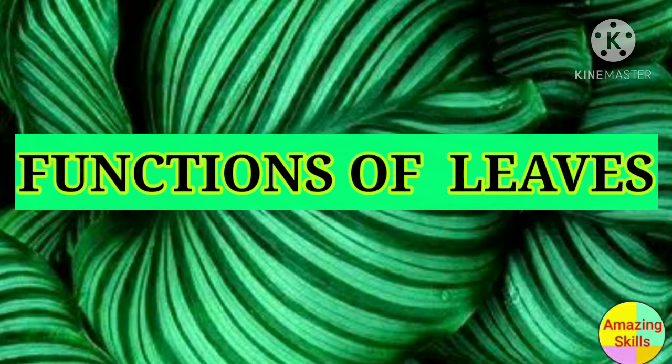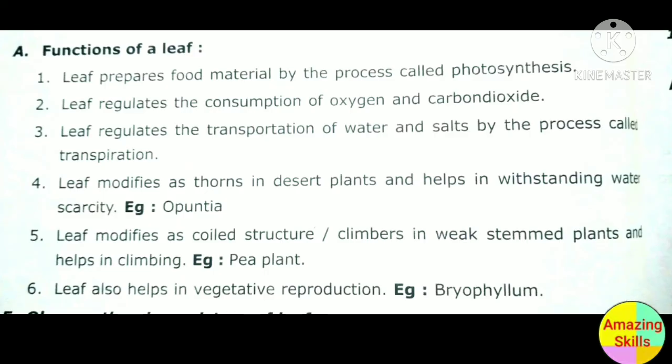Next topic, functions of the leaf. Number 1, the leaf prepares food material by the process called photosynthesis. You know, children, all of you. Number 2, the leaf regulates the consumption of oxygen and carbon dioxide. That means it takes in carbon dioxide and gives out oxygen. Number 3, the leaf regulates the transportation of water and salts by the process called transpiration. That means it sends away excess water.